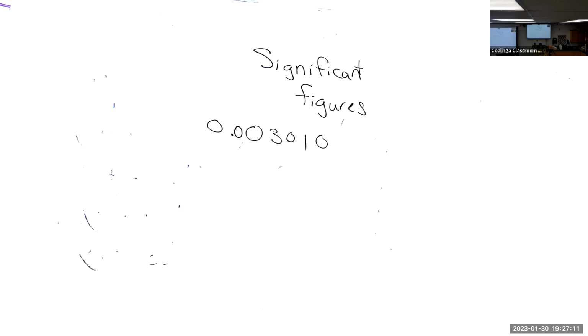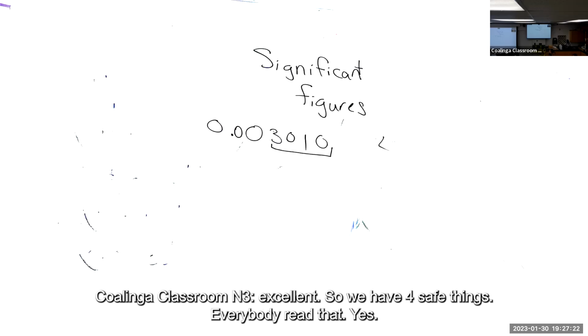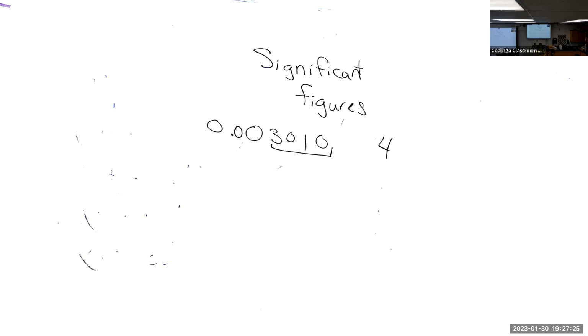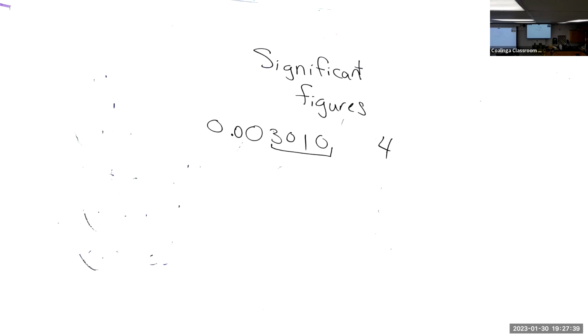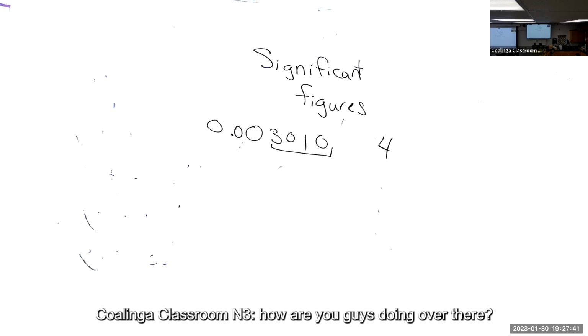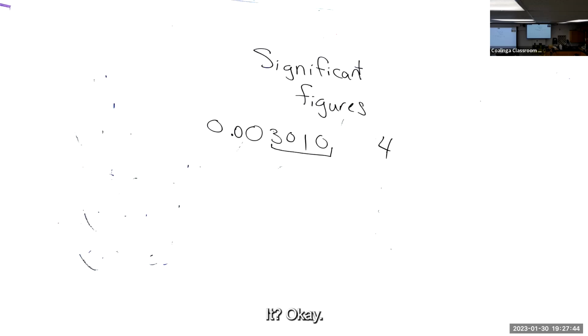Okay. So, how many sig figs? 4. Okay. This one, 3, 0, 1. So we have 4 sig figs. Everybody agree with that? Yes. Anybody disagree with that? So these are just placeholders. They're just letting us know that these are the ones that are submitted. Okay. How are you guys doing over there? Good. Good.